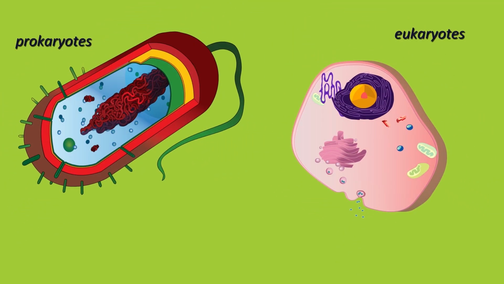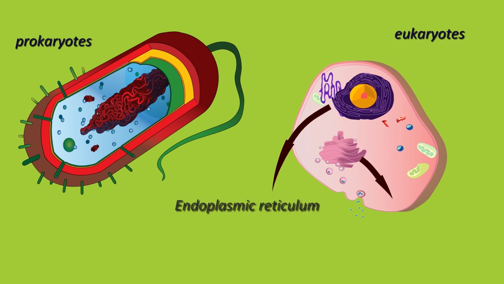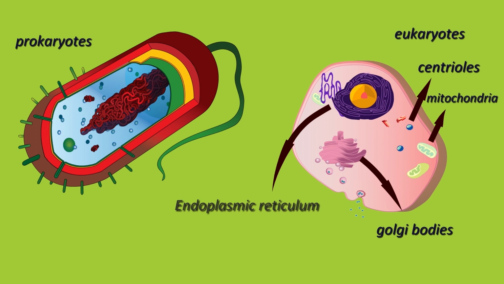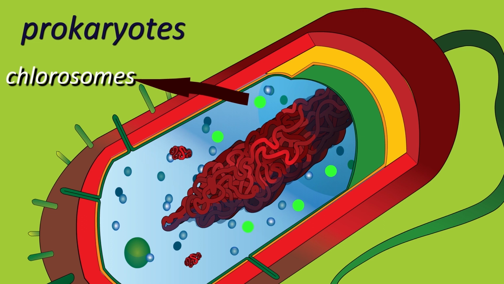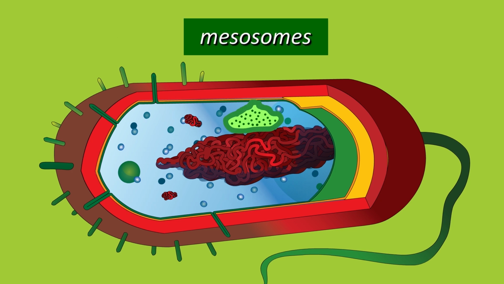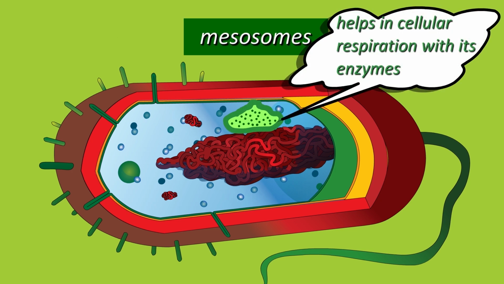Apart from all these characteristics, prokaryotes lack membrane-bound organelles such as endoplasmic reticulum, Golgi bodies, centrioles, mitochondria, and chloroplasts. But bacteria do have a light-harvesting complex called chlorosomes that are scattered throughout the cytoplasm. It helps in photosynthesis in prokaryotes. Furthermore, mesosomes help in cellular respiration as they contain enzymes similar to those in eukaryotic mitochondria.